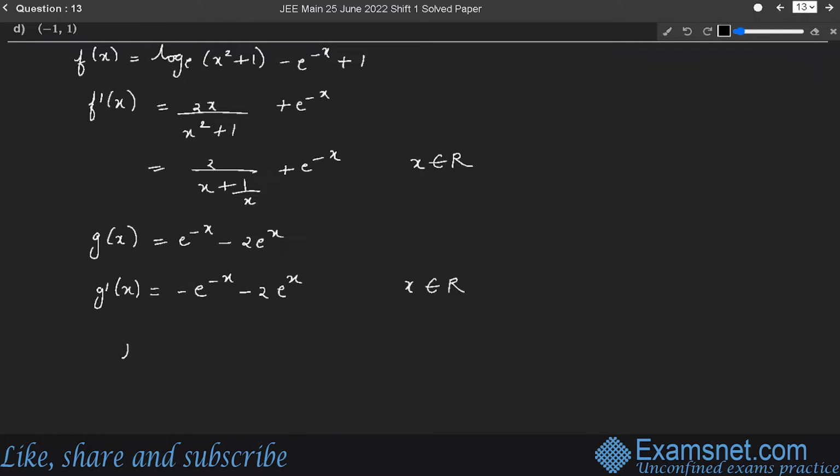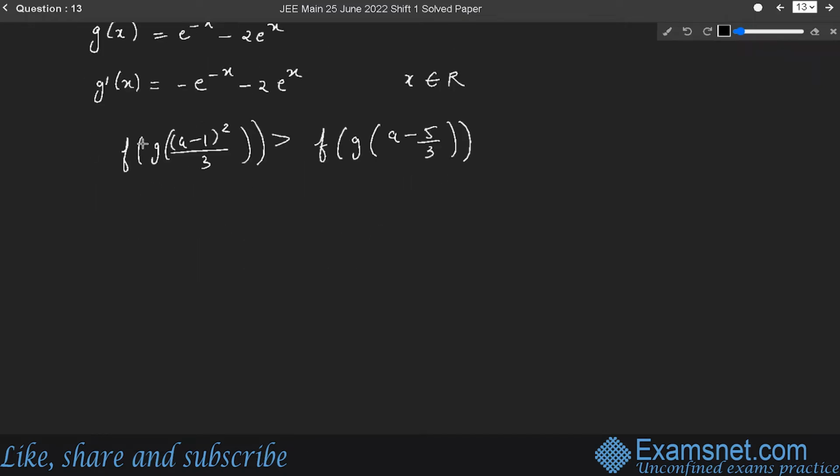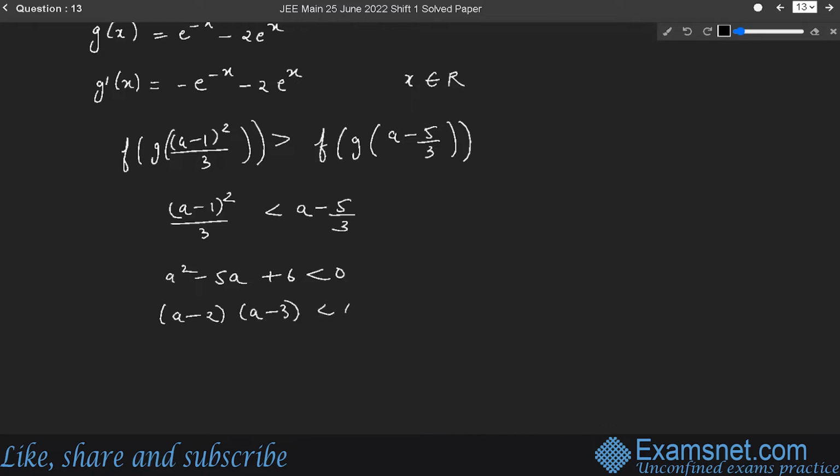So the inequality will be f of g of (a minus 1) whole square by 3 is greater than f of g of (a minus 5) by 3. So we can say that (a minus 1) whole square by 3 is less than (a minus 5) by 3. So a square minus 5a plus 6 is less than 0. Therefore, (a minus 2)(a minus 3) is less than 0.